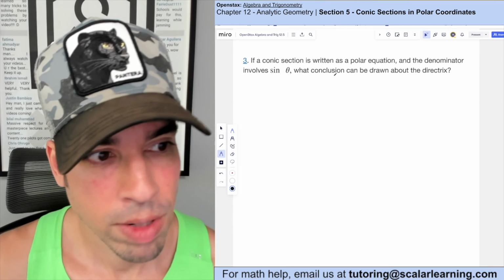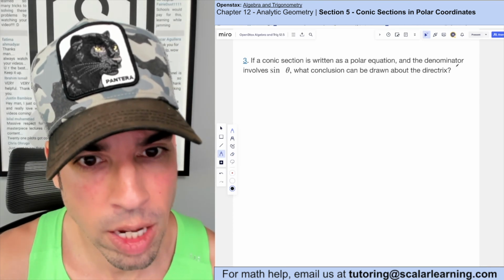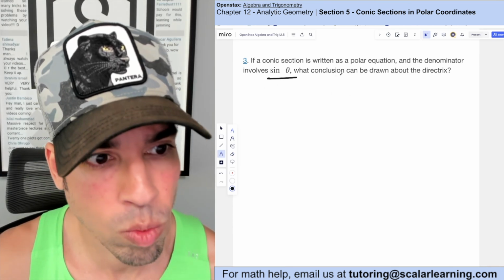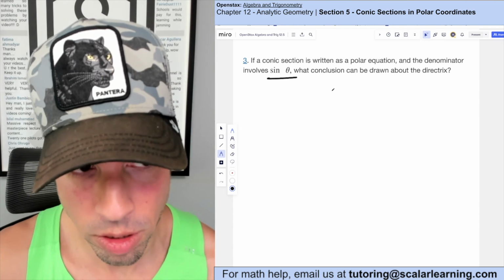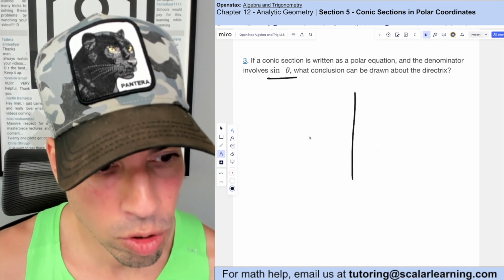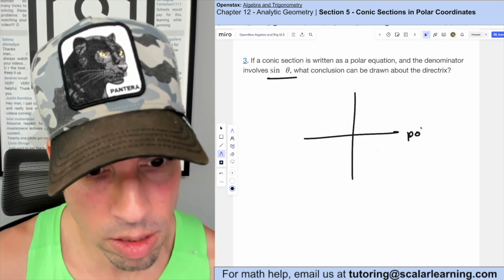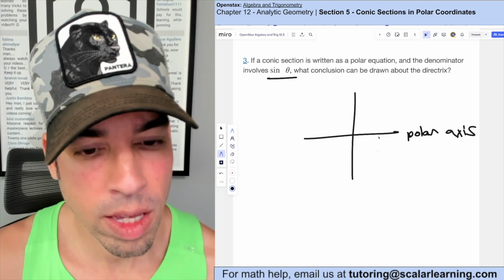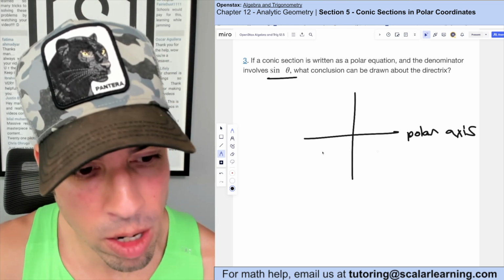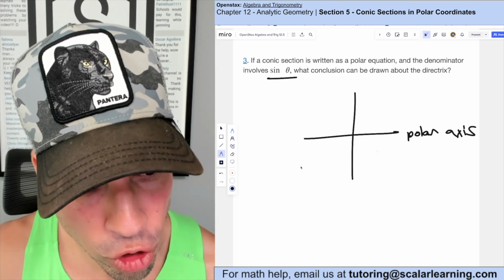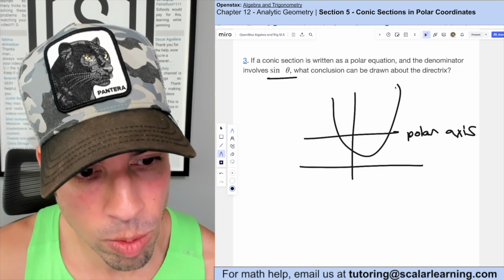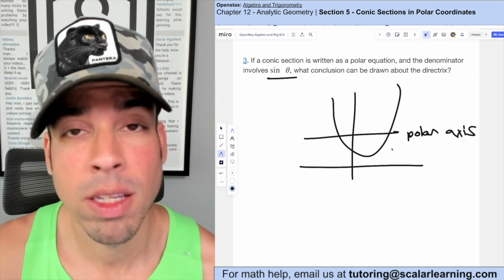Boom, done. If a conic section is written as a polar equation and the denominator involves sine theta, what conclusion can be drawn about the directrix? If we draw this out in polar coordinates, we know that this is the polar axis. That means our directrix will be parallel to this, meaning it's a directrix coming across like this, and then the parabola would, of course, go like that. So anyways, that's how you do it.